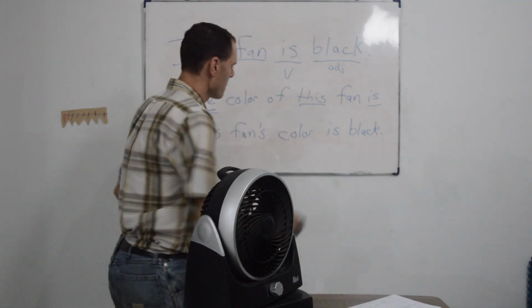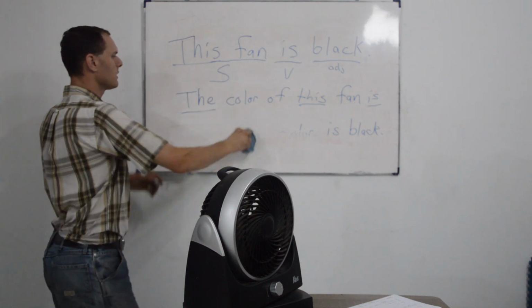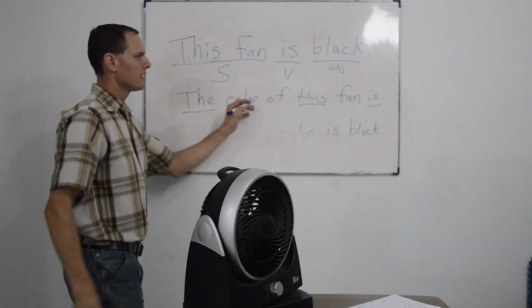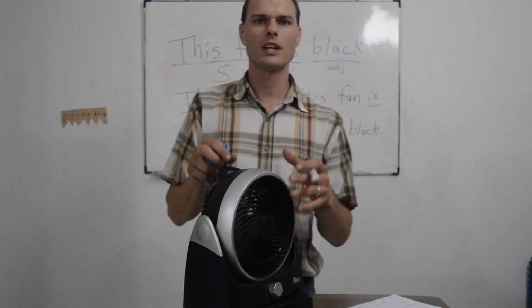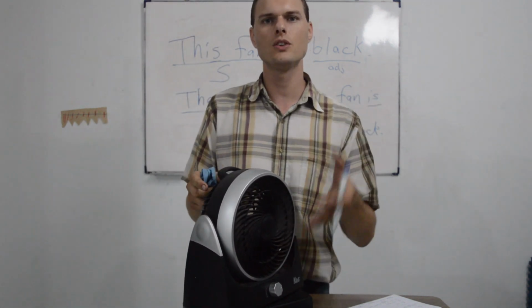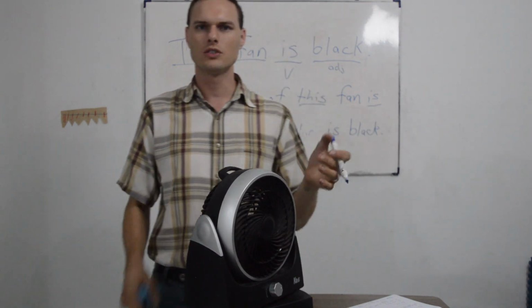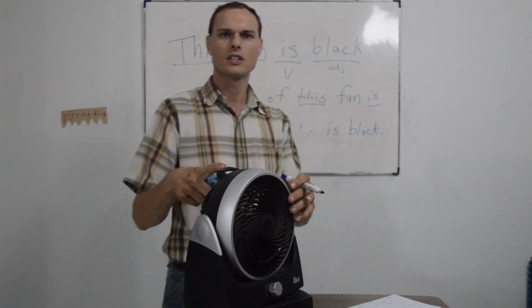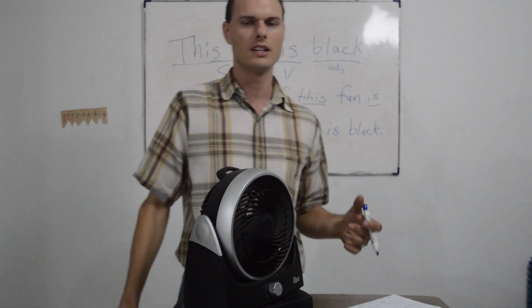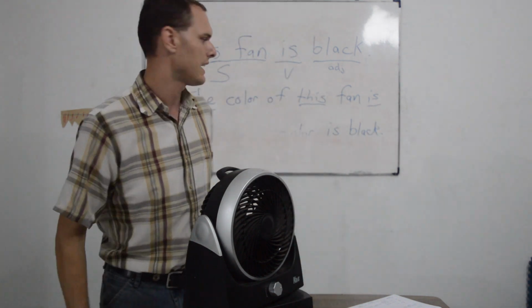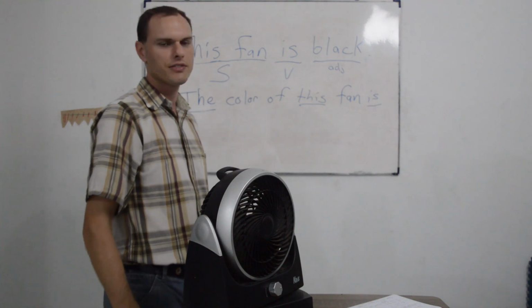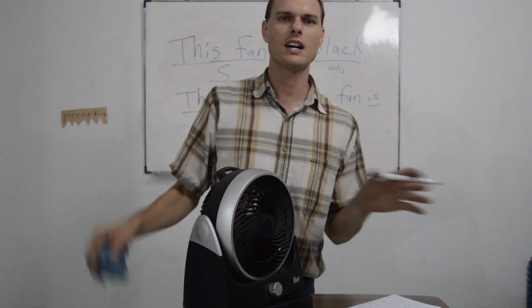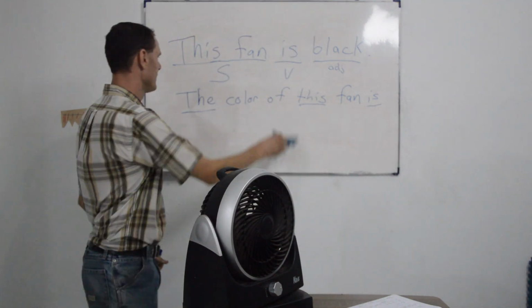This fan is black. Let's do something else, and this comes along those lines. When you're telling something about the fan, you can say this fan. But if you're telling something about it, you must use the. Must use the. The color, because you said the color of this fan is white. You must use the for that. Must. You can't say this color of this fan is black. You cannot. It's wrong.